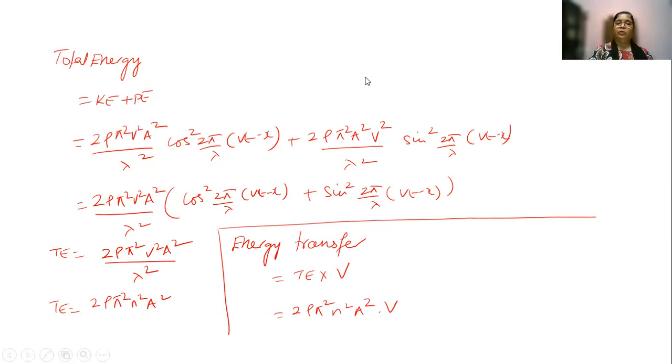So what did we do? We found out the kinetic energy. We found out the potential energy. We added them to get the total energy. That multiplied by velocity gave us the energy transfer in a progressive way.